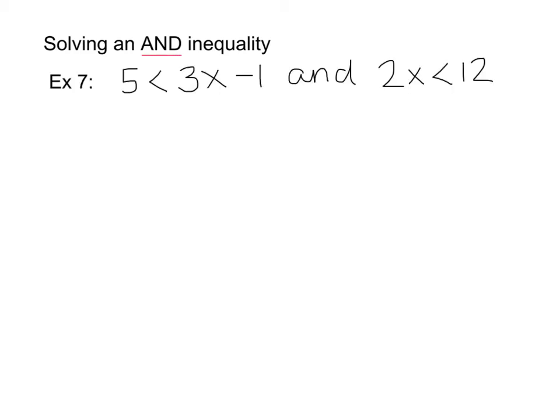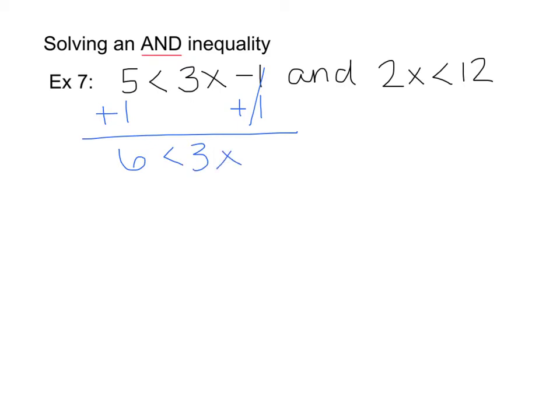We are on example 7 right now since this is still a continuation from 1-5, the first part. If you notice, we have two inequalities: 5 is less than 3x minus 1, and 2x is less than 12. You're going to solve these both separately and then use them to create your answer at the end. To move -1 to the other side, we add 1. So 5 plus 1 is 6, which is less than 3x.